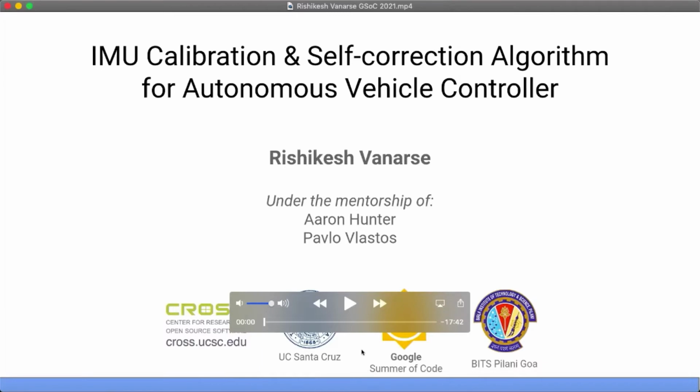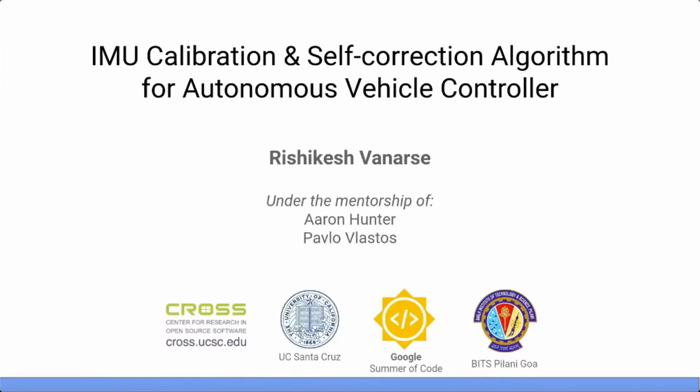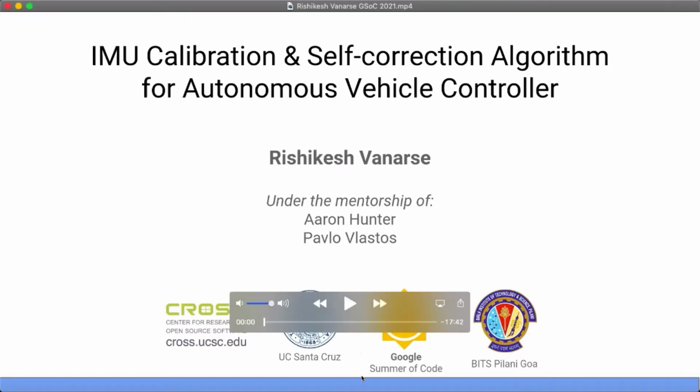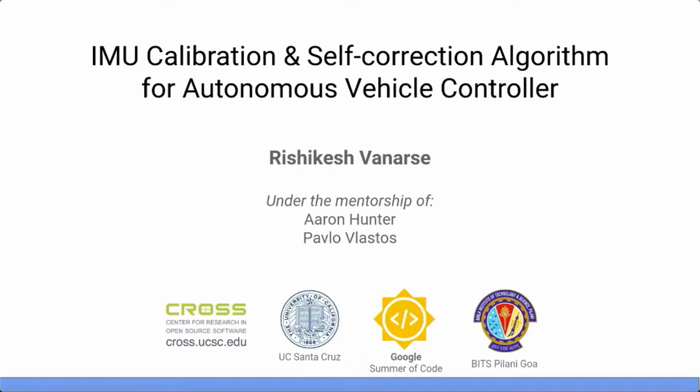Rishikesh was our second Google Summer of Code student, and he worked quite diligently, mostly with Pavlo and a little bit with myself, developing an IMU calibration, and he also did some state estimation or attitude estimation work. All of that can be ported onto a single board computer, so it can be done essentially all on the vehicle itself, as opposed to having to do calibrations externally. His talk is on this work about IMU calibration, and a novel self-correcting algorithm that he developed for updating the IMU in real time with real data. So with that, we can go ahead and roll the video.